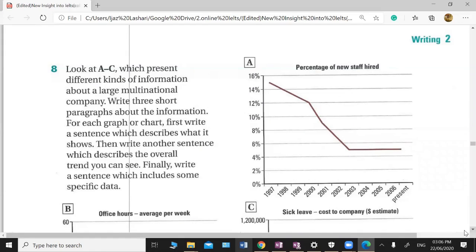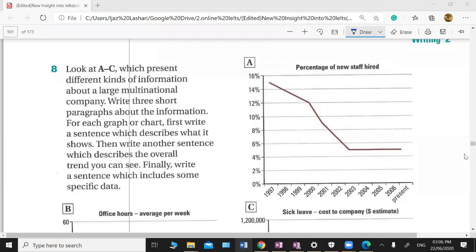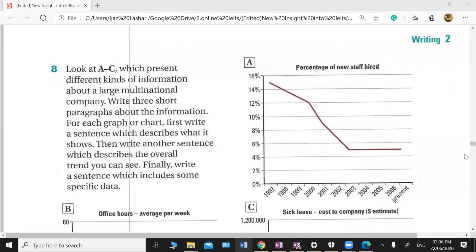All right, Mariam, can you help me read question number 8? Okay, I will read it. Question number 8. Look at A to C, which present different kinds of information about a large multinational company. Write three short paragraphs about the information. For each graph or chart, first write a sentence which describes what it shows. Then write another sentence which describes the overall trend you can see. Finally, write a sentence which includes some specific data.